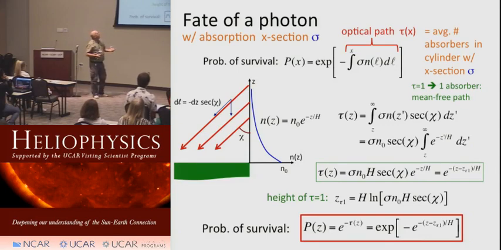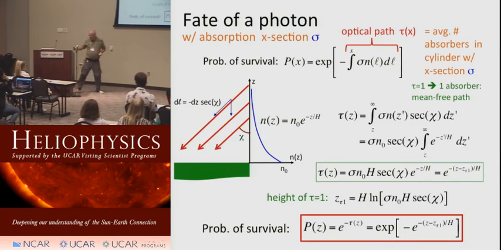The path length is an exponential decreasing with height. So if I go to very, very high heights, the optical path is 0. Essentially, I have 0 scatterers if I get to infinity. If I'm on the ground, I have some other path length.